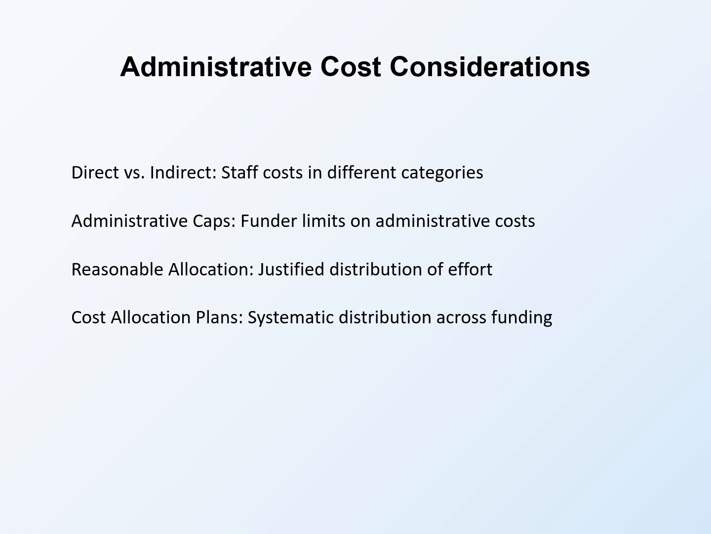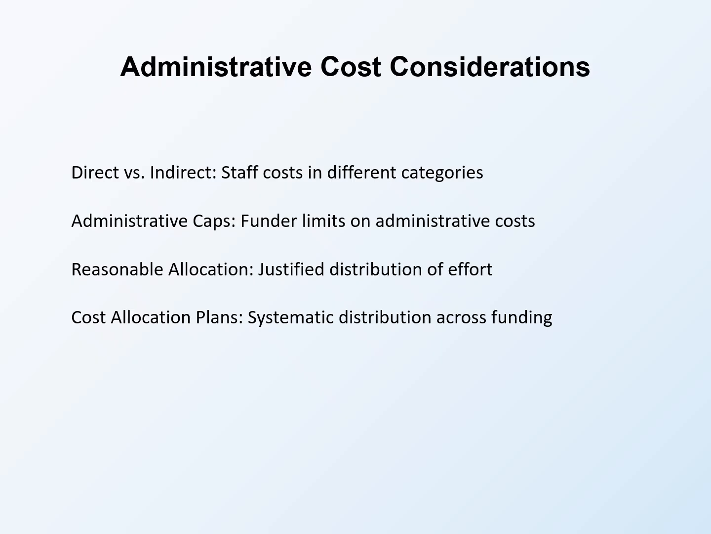Administrative cost considerations affect budgeting. Direct versus indirect places staff costs in different categories. Staff directly implementing the program are direct costs. Administrative staff may be direct or indirect depending on role and funder rules. Administrative caps are funder limits on administrative costs. Some funders limit administrative costs to 10 or 15%. Know the limits and plan accordingly.